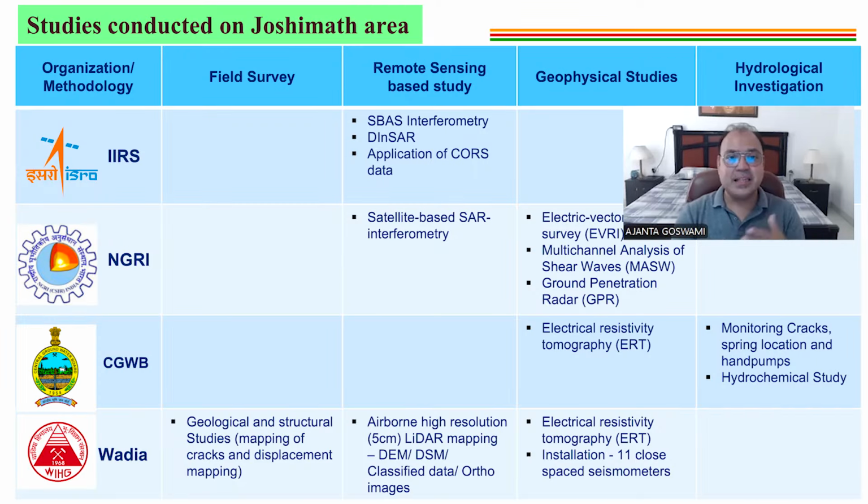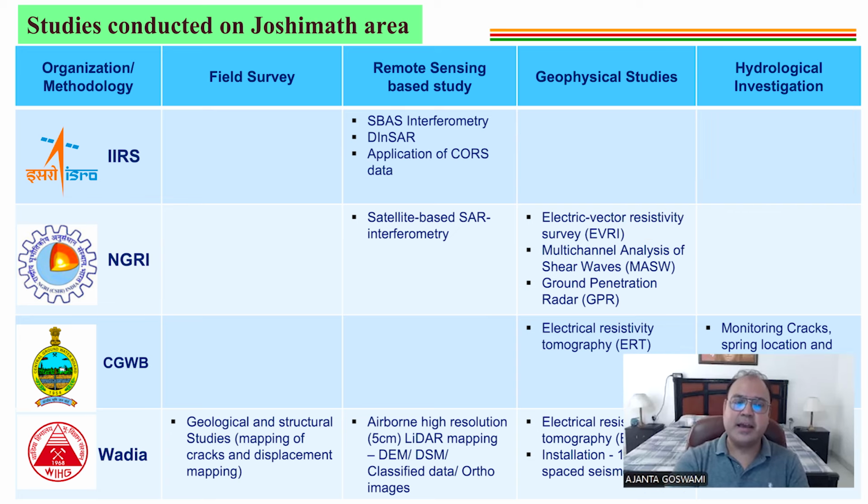Now let's summarize the studies which were conducted on the Joshimath area. If we summarize the different types of studies, we can find 4 headings: field survey, remote sensing based survey, geophysical studies and hydrological investigation. There are some 12 to 14 papers that I have gone through which were published on this particular incident. Most of these papers are based on remote sensing based studies. Only 1 or 2 are based on field survey.